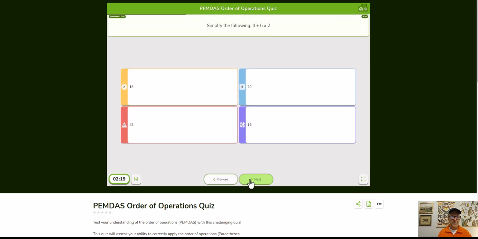Now we're going to simplify 4 plus 6 times 2. So we're going to do 6 times 2 first. 6 times 2 is 12. Then we're going to add 4 to 12 to get 16.